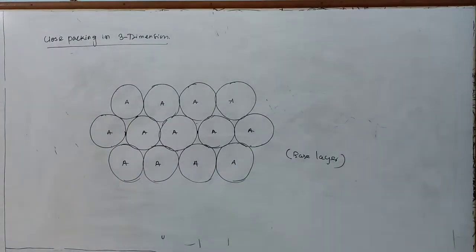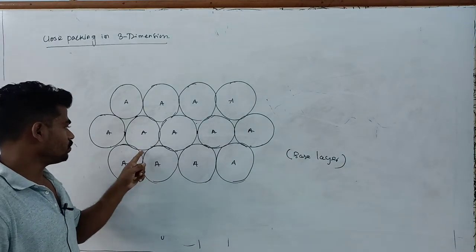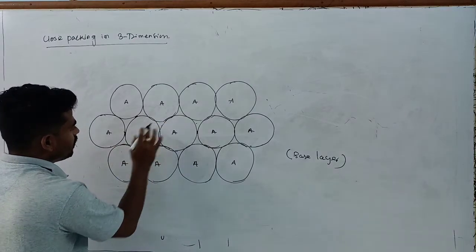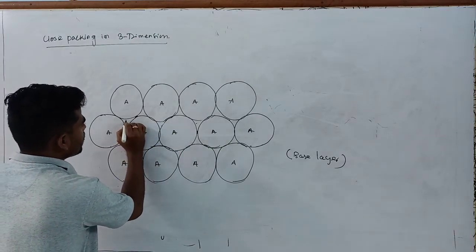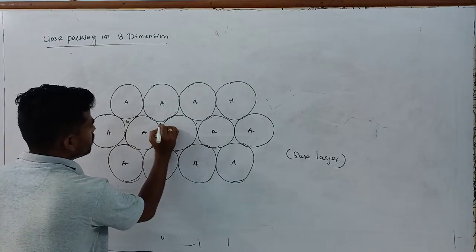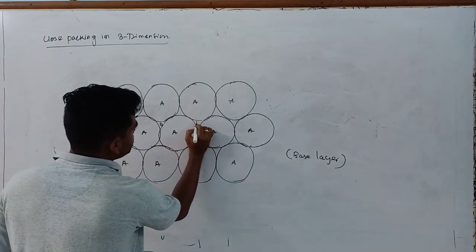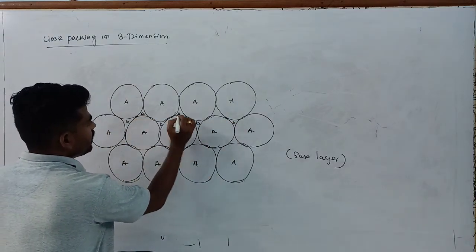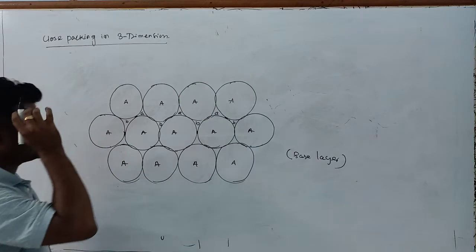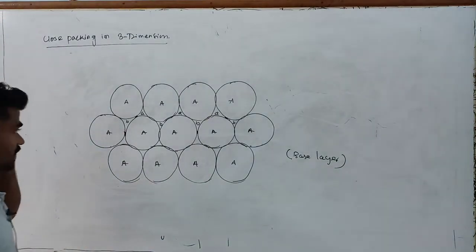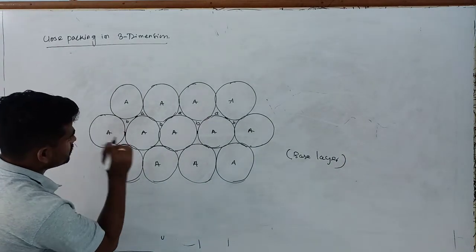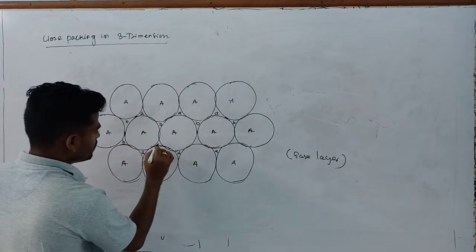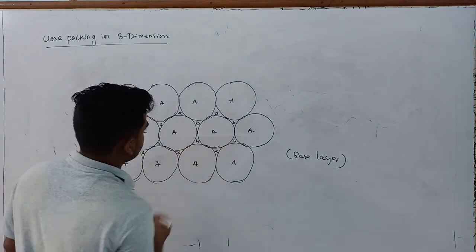That clear? So if you see, there are two types of voids there. If I assign these voids as your B, all are triangular voids, B and B, and if I assign these voids as A, clear? Next, if I represent these voids as your A, and these are B, small b, small b, small b, small b. See?